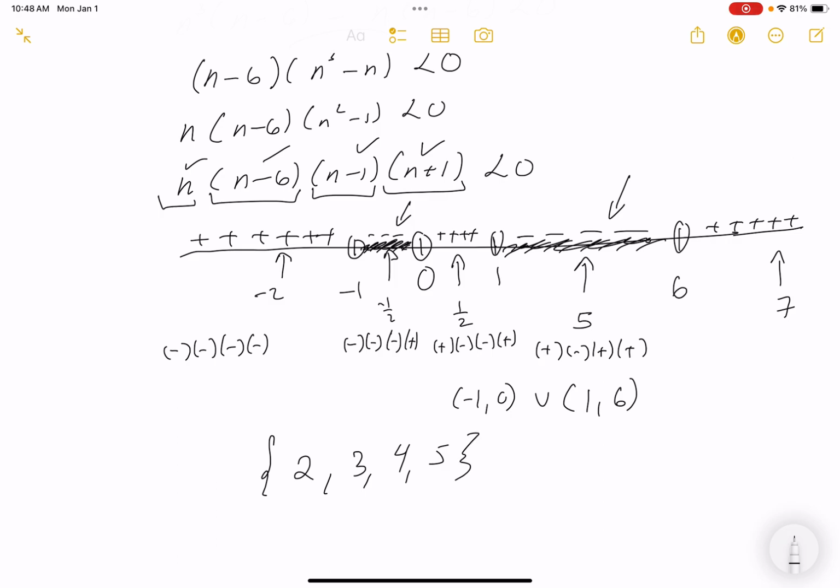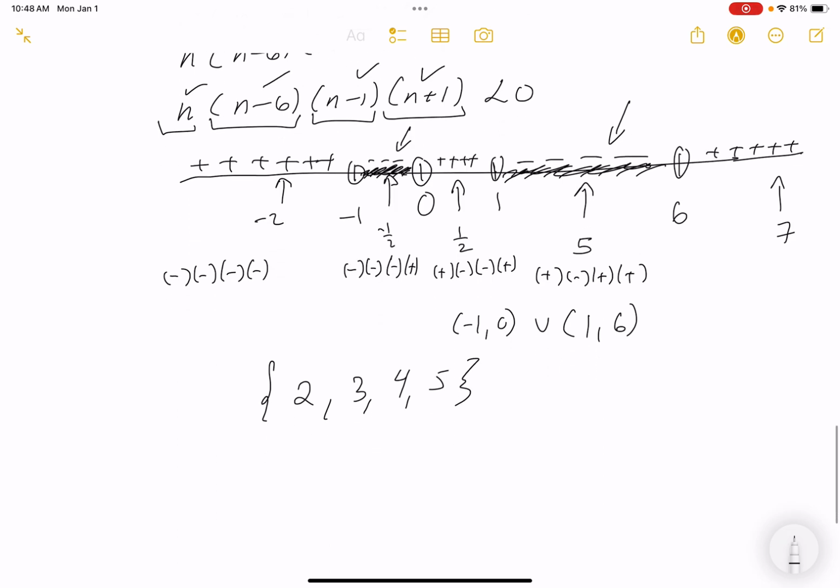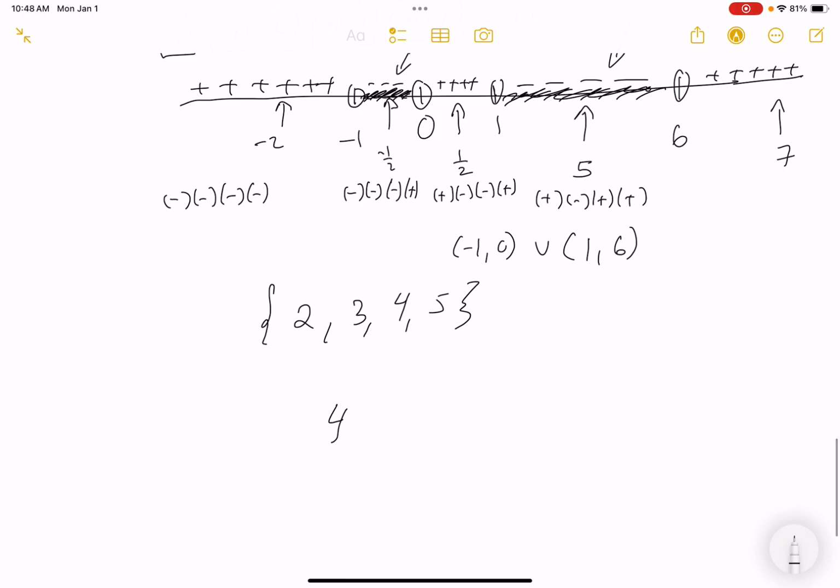Let me go back to the question and read it to you again. How many integers? There are 4 integers that satisfy that inequality. Only 4: 1, 2, 3, 4. And we're done. Thank you.